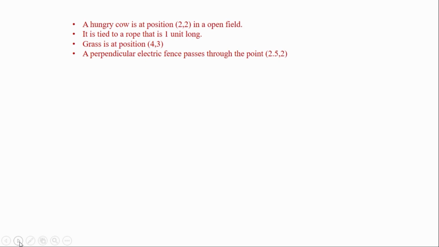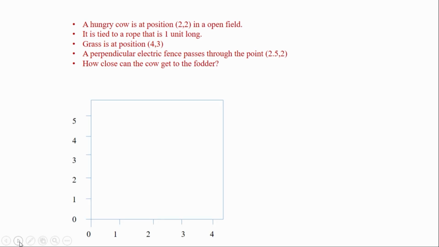And there is a perpendicular electric fence that passes through the point 2.5 comma 2. So to visualize this, let's say this is the two-dimensional field that we are looking at. The cow is at position 2 comma 2, and it is tied to a rope that is 1 unit long, which means, what does this circle indicate? Yeah. So this is the area in which the cow can actually move around, right?